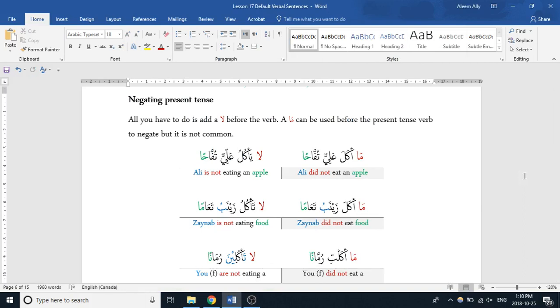So how do you negate the present tense? All you have to do is just add a lam before the verb. Remember in the past tense all we did was add a meme with an alif? Well, this time around all we're doing is adding a lam with an alif.